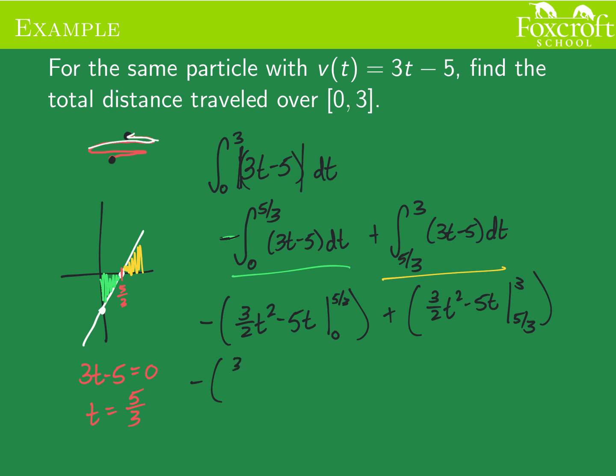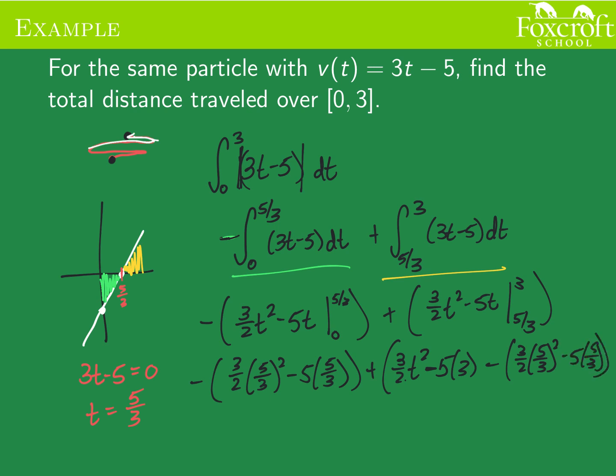So now it's take the 0, subtract. When I plug in 5/3, I'm going to plug in 5/3 squared minus 5 times 5/3. And the second one, I'm going to plug in 3 first, and then subtract when I plug in 5/3. After this is going to be a bunch of simplifying, other than the one mistake I made: I put a t when I'm trying to plug in 3.